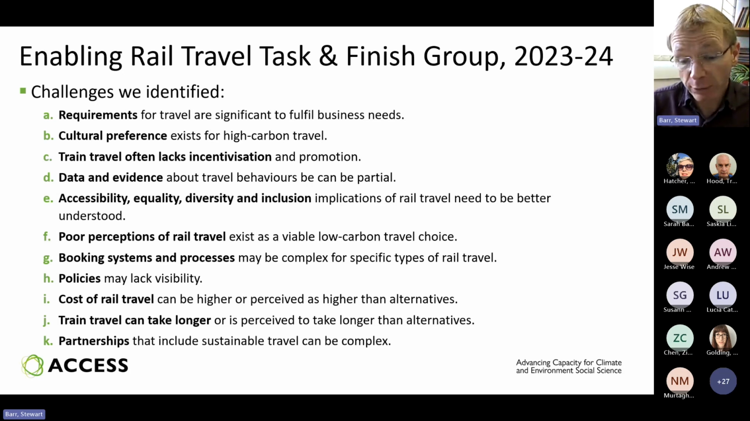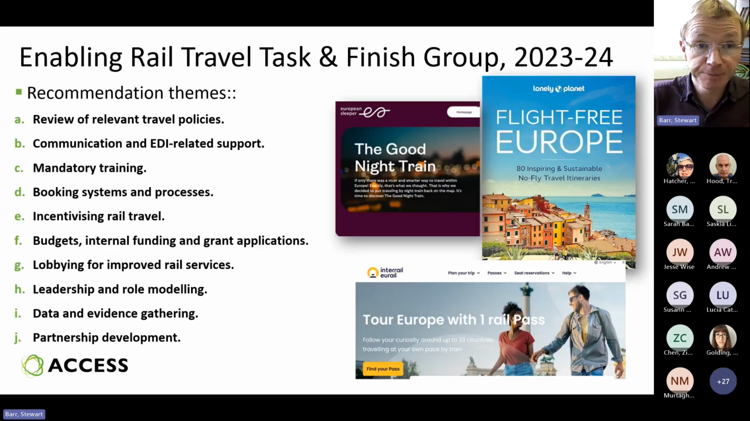Then the other thing I'd highlight from this slide is about incentives. People felt that the incentives to use train travel just didn't exist. Actually, the incentives were to do things cheaply, quickly and conveniently. And actually, the rail systems themselves, the booking systems, the lack of support, the lack of consideration for EDI meant that they weren't being given an incentive to travel by train.